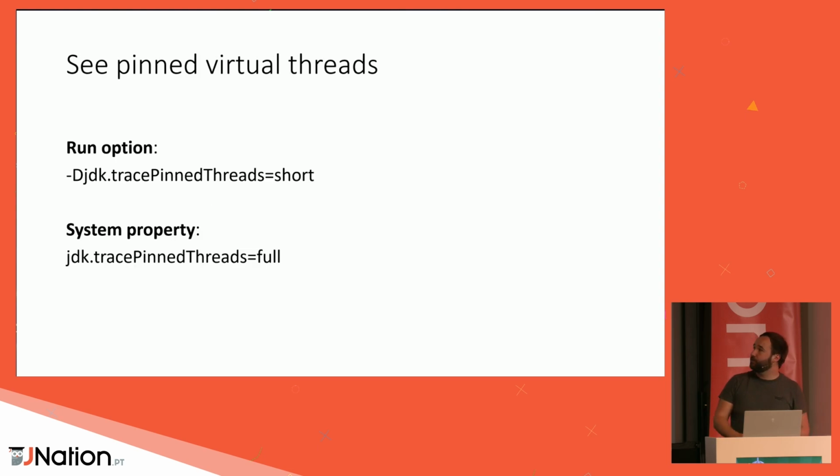And to see if a virtual thread gets pinned, you have these two options, this run option or this system property that you can set, and it will show you a description of when a virtual thread is being pinned. It will show you a little stack trace. In the short description, it will show you just a few lines, but with the full one, you will get the full description that is available. I must say that in my experience, the full description is the most helpful, especially if you are working with lots of third-party libraries, because otherwise you don't really know where to look.